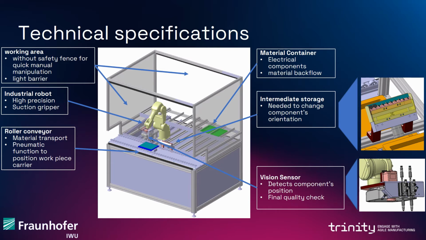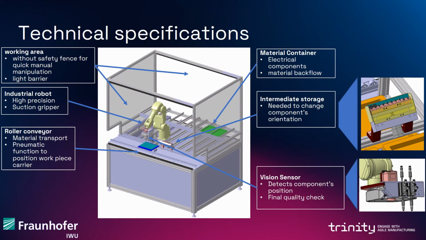The workpiece carriers are moved over a roll belt conveyor with a pneumatic function to correctly position the workpiece carrier. The material containers contain electronic components in various delivery states. The backflow of empty containers is performed by the robot as soon as a container is empty. An intermediate storage is needed. It acts as a reorientation station.